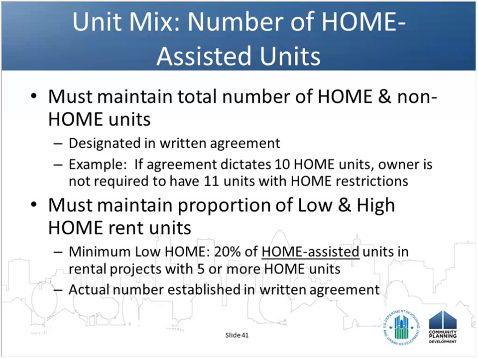Also, if we have a designation of low and high home units, that mix or that proportion between which of these units are our low home units, charging that low home rent and restricting incomes to 50% or below, is going to need to be maintained also. And again, that's going to be called out within our written agreement, and we're going to be working as we do our annual re-verification to make sure that we stay in compliance with that.